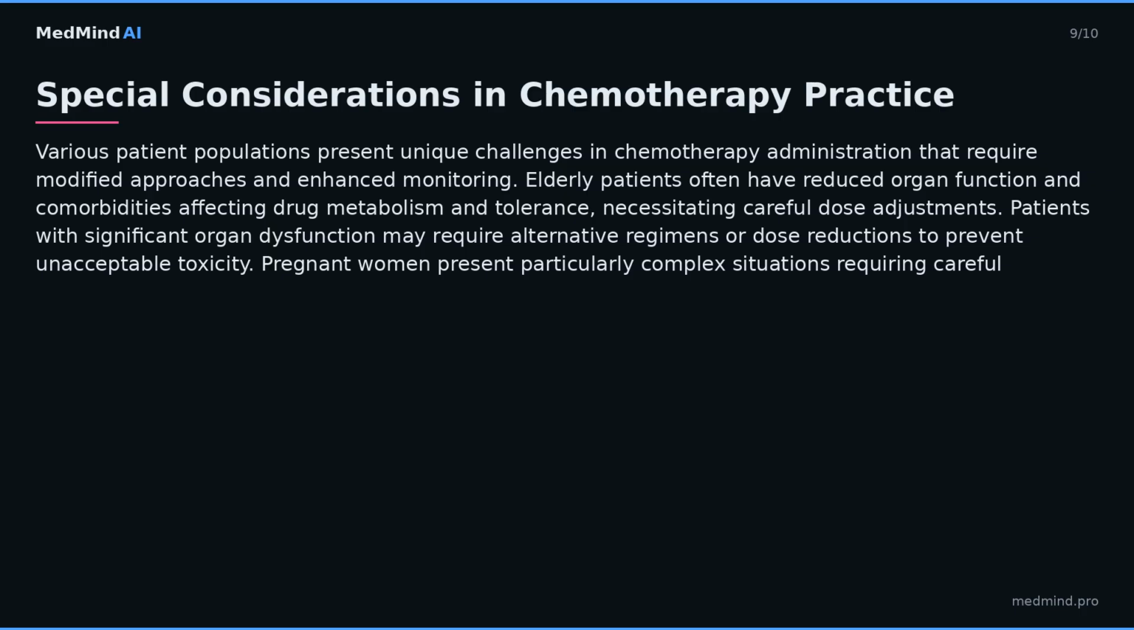Special considerations in chemotherapy practice. Various patient populations present unique challenges in chemotherapy administration that require modified approaches and enhanced monitoring. Elderly patients often have reduced organ function and comorbidities affecting drug metabolism and tolerance, necessitating careful dose adjustments. Patients with significant organ dysfunction may require alternative regimens or dose reductions to prevent unacceptable toxicity.